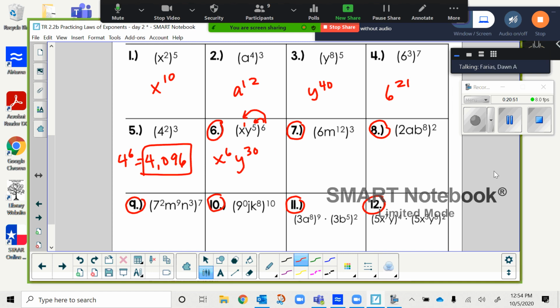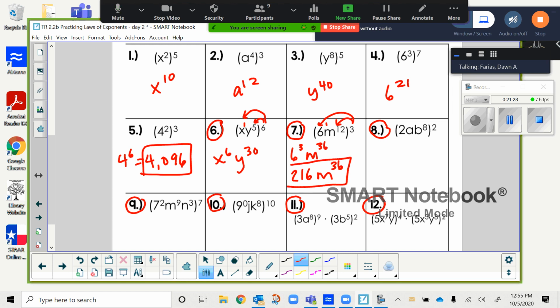On number 7, that power of 3 gets distributed to the m and to the 6 because there's two different things in there. They both get the power of 3. And so that's 6 to the 1. So when you multiply those powers, it's 6 to the 3. And then m to the 36. And 6 to the 3 is not an obnoxious number. It's just a super normal number. So we are going to go ahead and calculate that.